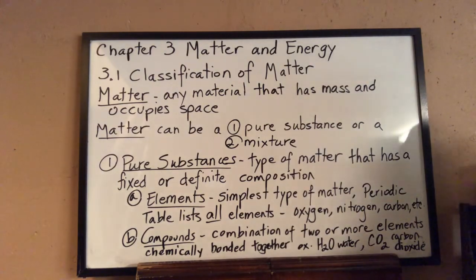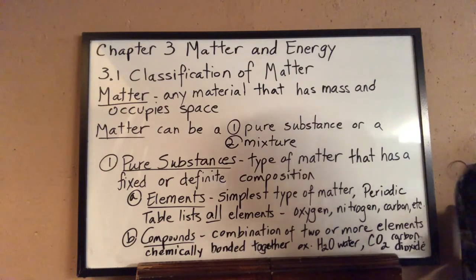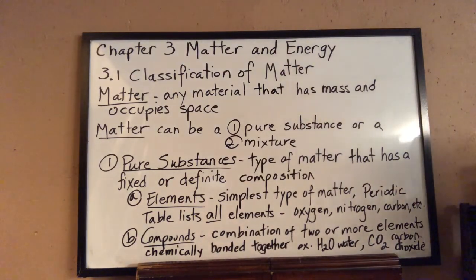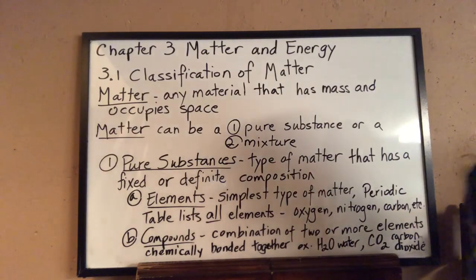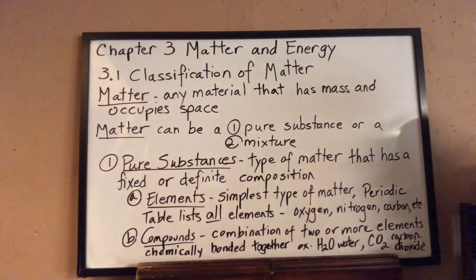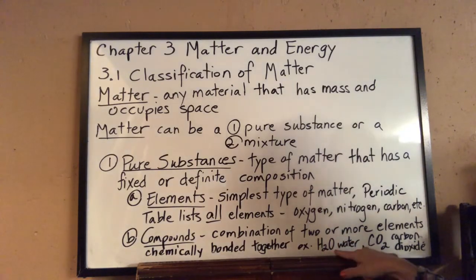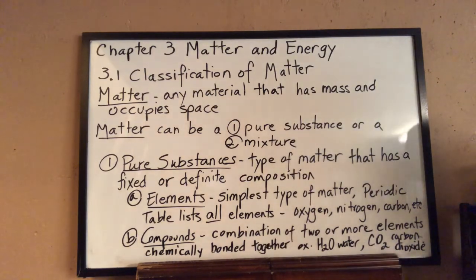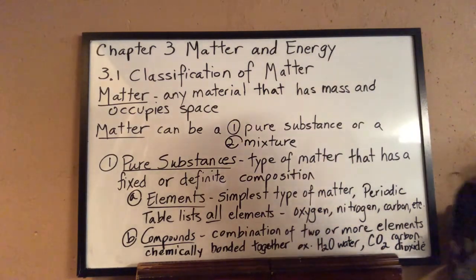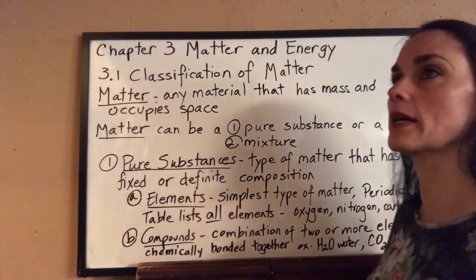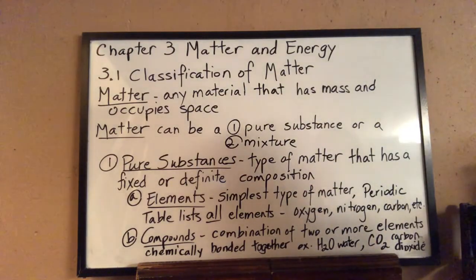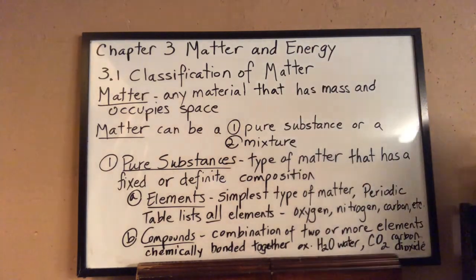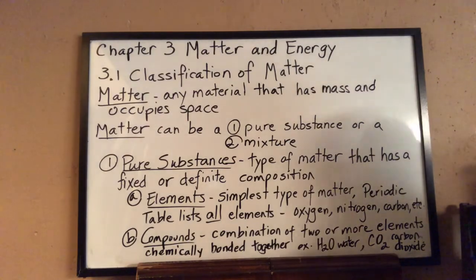The next category of pure substances would be compounds. Compounds are a combination of two or more elements that are chemically bonded together. And some examples of common compounds: water, H2O, you have two hydrogens bonded to one oxygen. Carbon dioxide, one carbon bonded to two oxygens. And you have many examples of compounds as well. Sugars are compounds, alcohols are compounds. There's many pure substances that are compounds. Salt, sodium chloride. So, a combination of two or more elements chemically bonded together.